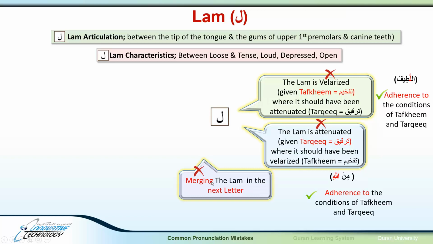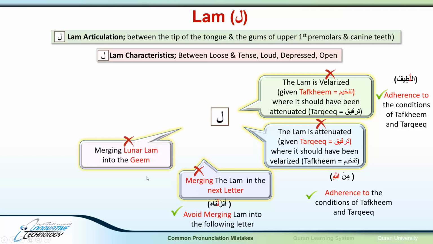The third mistake is merging the lam into the next letter. أنزلنا. After the lam there is a noon. So if we do idgham of the lam, we practically eliminate the lam and directly pronounce the za followed by the noon: Anzanna. And this is wrong. There is no idgham for lam, and that merging shouldn't exist. The right way of pronouncing it is like this: أنزلنا. Anzalna. So the lam should be clear and obvious. It should never be merged or mudgham. So avoid merging the lam into the following letter.